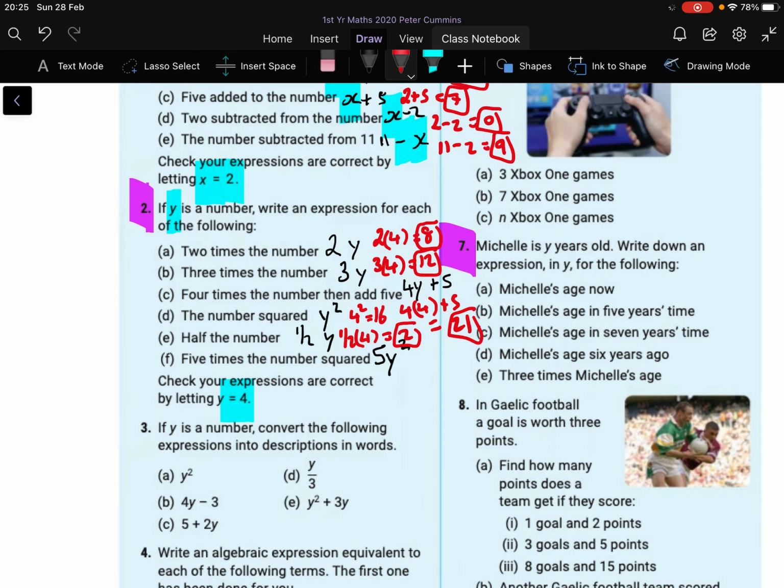And 5 times the number squared. So 5 times the number 4 squared. So 4 squared is equal to 16. And 16 fives, 75, 79, I think, is the answer. Okay.